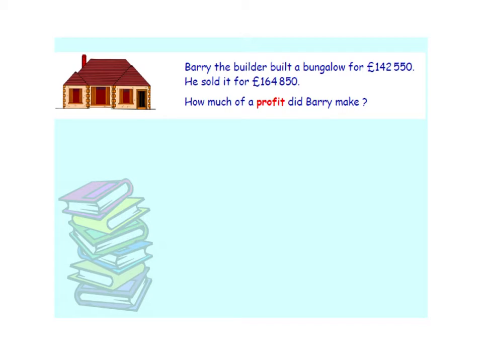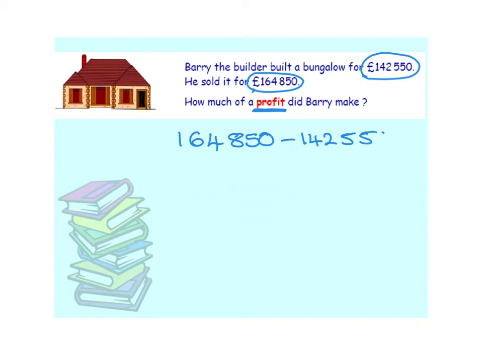Okay, Barry the builder built a bungalow for £142,550 and he sold it for more money, so he's made a profit. That's what we hope for with houses. We hope we're going to make a profit with houses. How much of a profit did Barry make? So we are doing the largest amount take away the smallest amount.